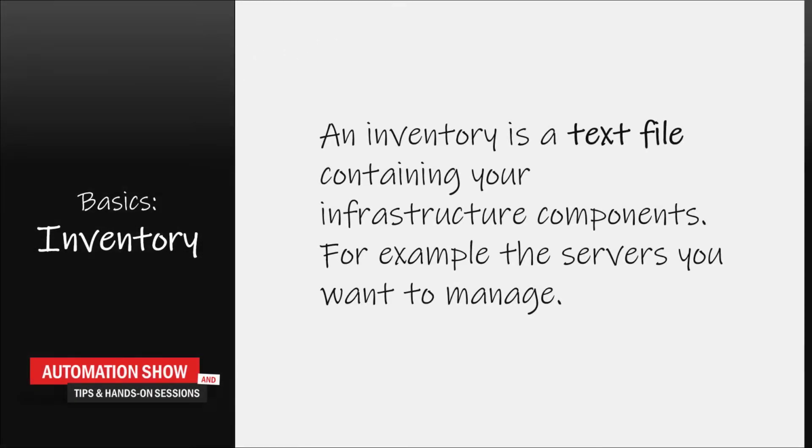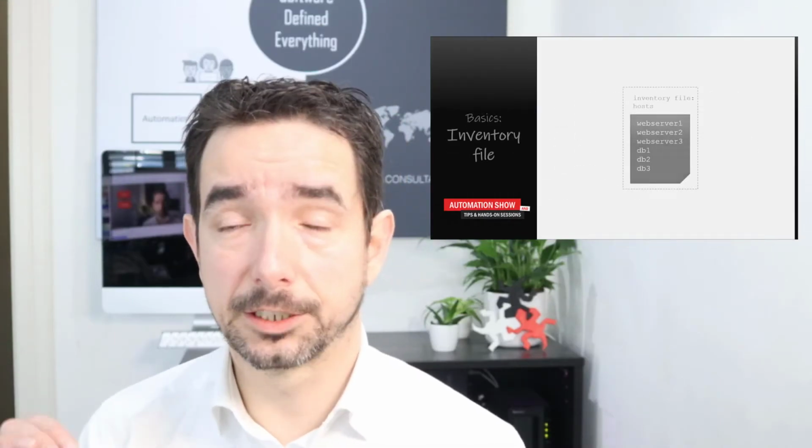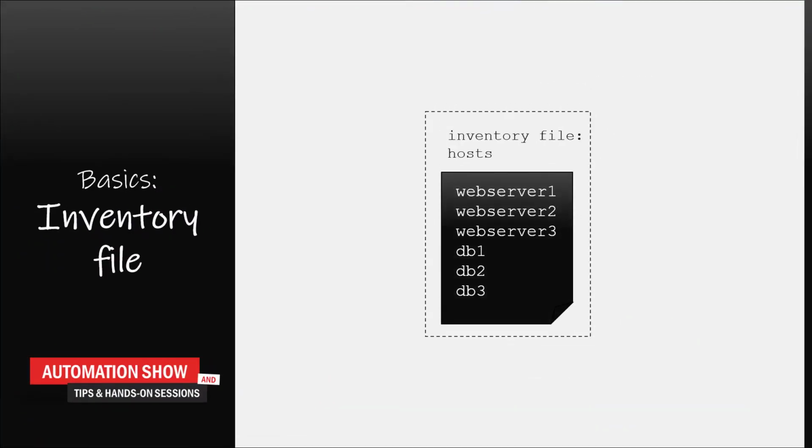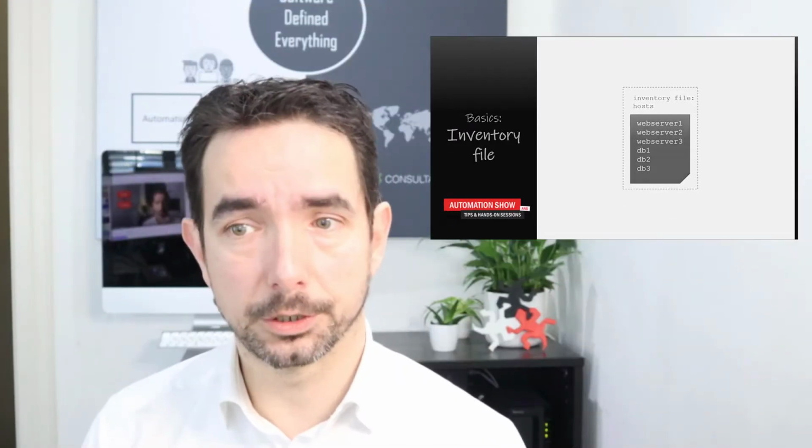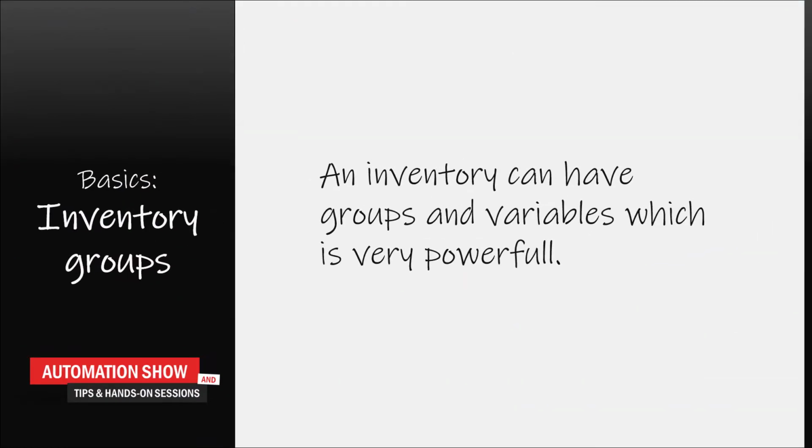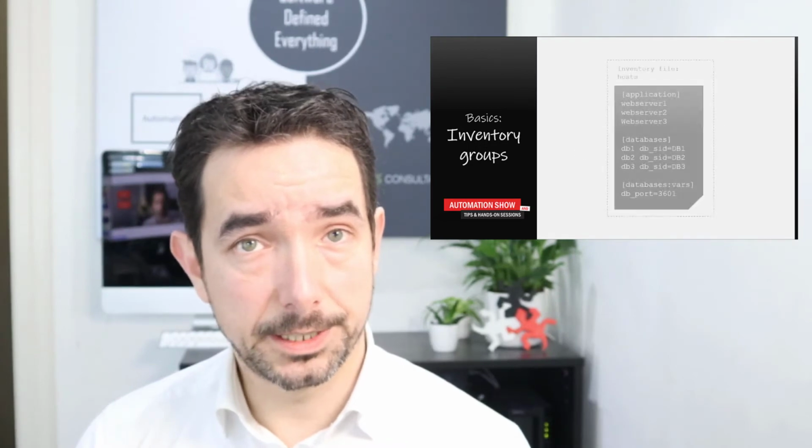The inventory is a text file containing your infrastructure components. For example, the servers you want to manage. This is an example inventory file. It's a simple plain text file with all the servers you have. So in this case there are 3 web servers and 3 database servers. An inventory can have groups and variables, which is very powerful. Here we show how this is done.